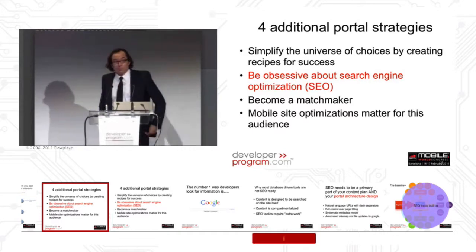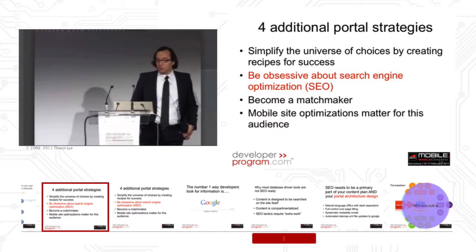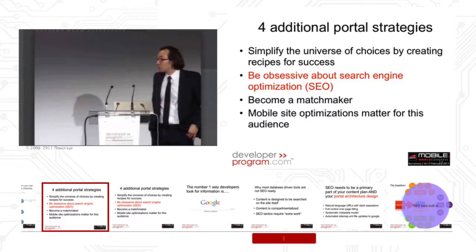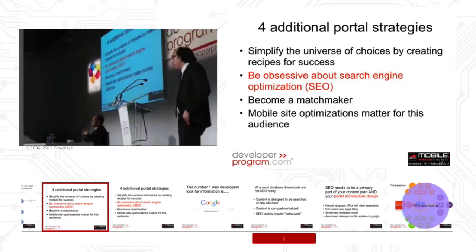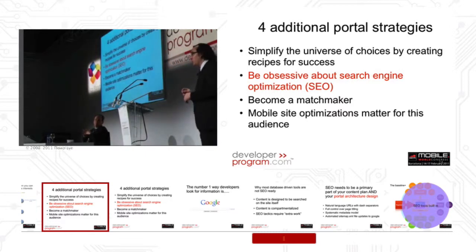The second of the 4 additional portal strategies I think you have to be pursuing at this point is being obsessive about search engine optimization. Now, everybody talks about SEO, but there are some significant barriers to making SEO really happen in the context of a complex portal system.